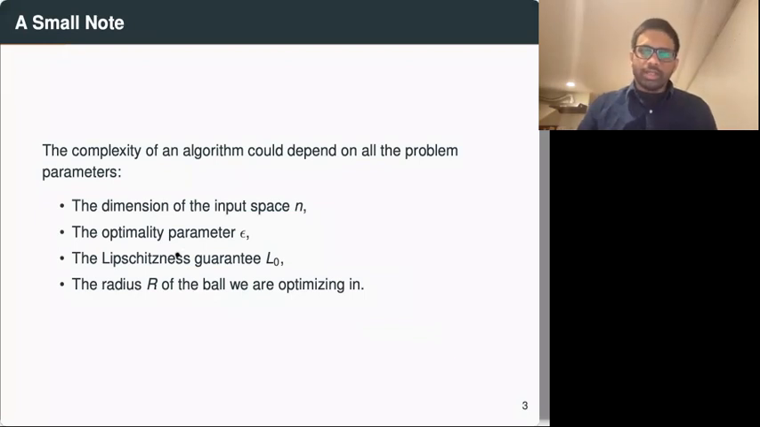So the complexity of an algorithm could depend on quite a few parameters. There's the dimension of the space, n. There's the epsilon, which is your optimality parameter. There's the promise that you have on the Lipschitzness of the function. And we assumed we were optimizing in a ball of radius 1, but it could in general be a ball of radius r. So there are these 4 parameters that the complexity of this task could depend on.